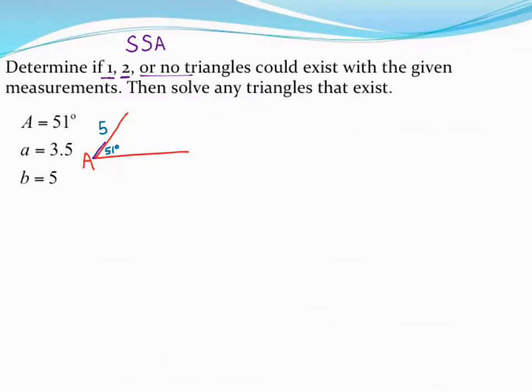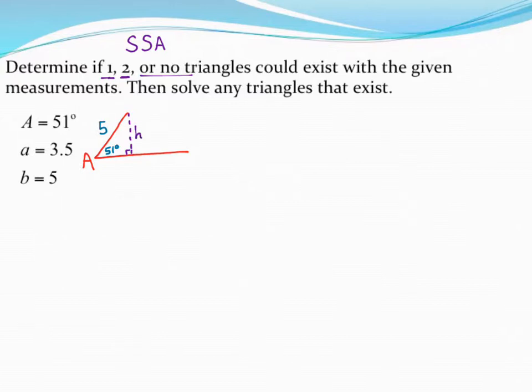I've labeled angle A down here as 51 degrees. I've also labeled this as side B, and what I'll need to do is compare the second side, this 3.5, this A side, to this straight perpendicular line if I were to drop that right down there. So it's all going to depend on how long that missing imaginary side is.